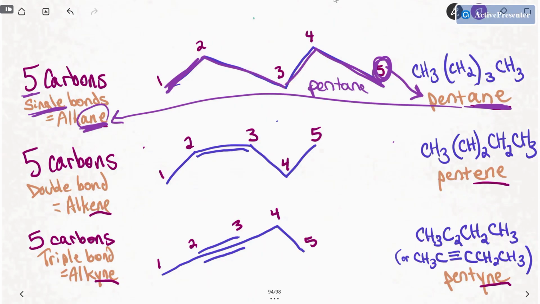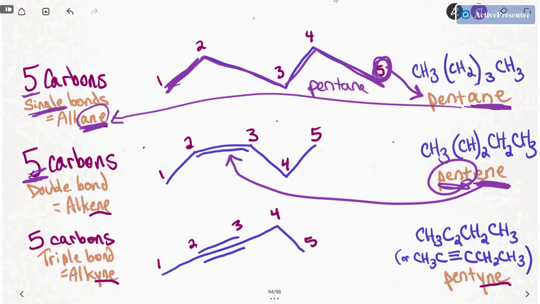Now here's a double bond. There's still 5 carbons, so it's still pent, right? But there's a double bond, so we know we're going to go with -ene. The -ene's from that double bond, because an alkene is a hydrocarbon with a double bond in it. And this starts on carbon number 2. So we're going to want to go pent-2-ene, or you can just say 2-pentene. Same diff.